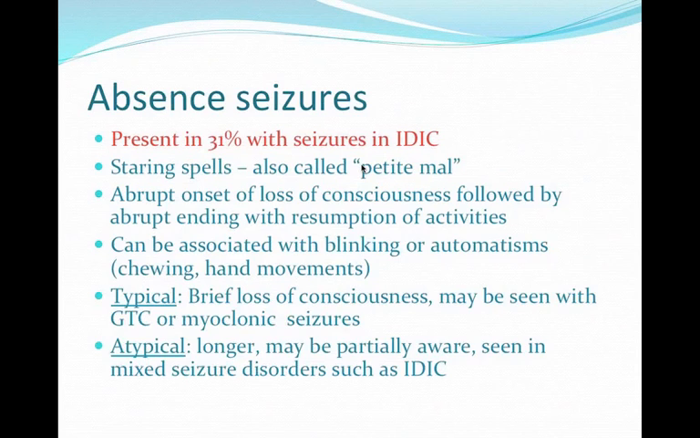The atypical absent seizures are longer. Kids can be partially aware, so if they're walking across the street, they can just kind of keep walking across the street. Sometimes they can respond a little bit, and those are the kinds that are seen in the mixed seizure disorders, such as 15q.